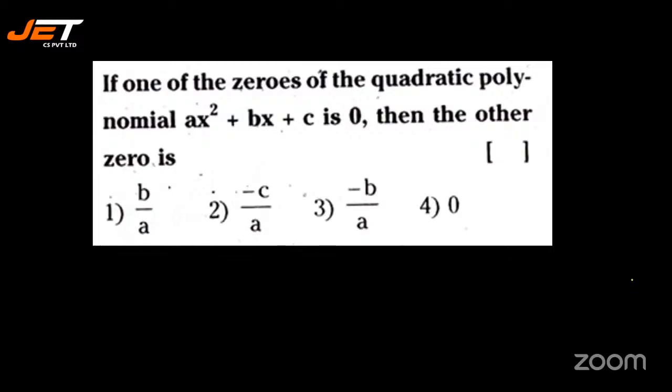If one of the zeros of a quadratic polynomial ax square plus bx plus c is 0, then the other zero is dash. What is the other zero? Is it b by a, minus c by a, minus b by a, or 0? Is it clear?